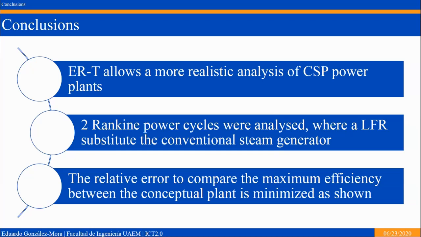Two Rankine cycles were analyzed where a linear Fresnel reflector substitutes a conventional steam generator, and the optimization of the pressure extraction leads to a high efficiency quite similar to the Curzon-Ahlborn efficiency. And finally, the relative error when comparing the maximum efficiency between the conceptual plants is minimized, as shown. So this agreement establishes a proper way to discuss the theoretical efficiency of the next generation of solar power plants.